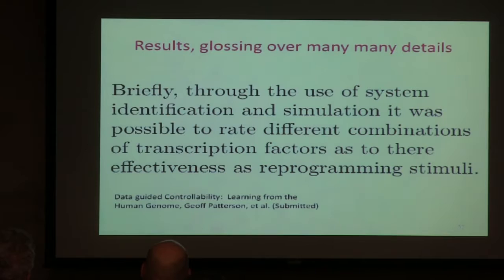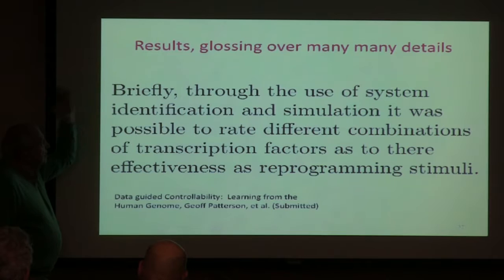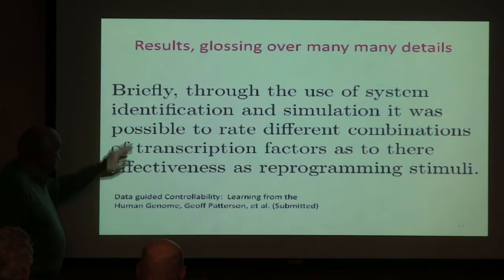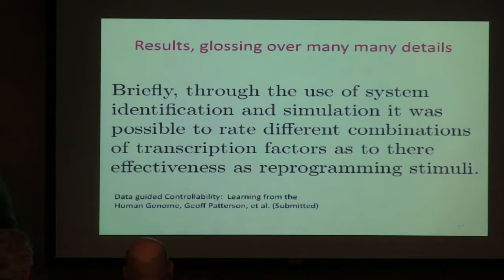And I'll end with just this slide. Namely, system identification after a severe dimension reduction process, together with some simulation, made it possible to identify the transcription factors that Alanaka used and some other ones that can also be used and seem to be effective. And that's the accomplishment of data-guided controllability of the genome.